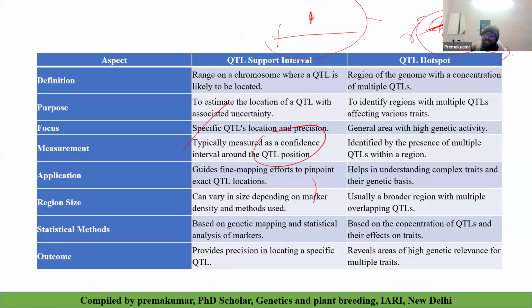Maybe they occur in families, maybe they have some additive effect on each other, maybe there will be several things. But you just remember what a support interval is and what a QTL hotspot is.